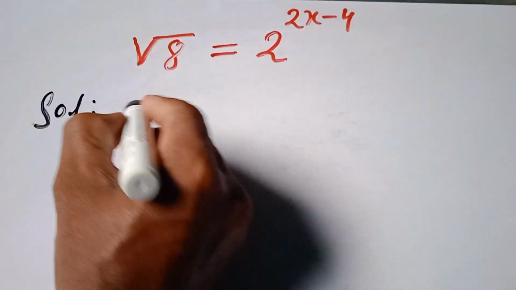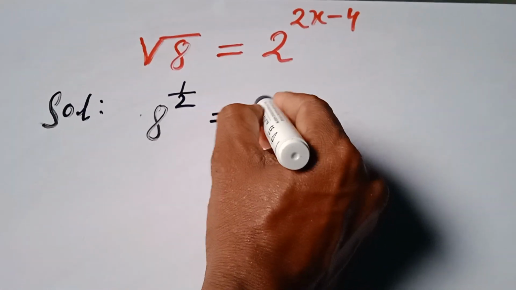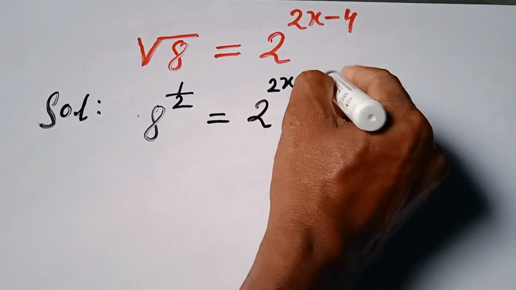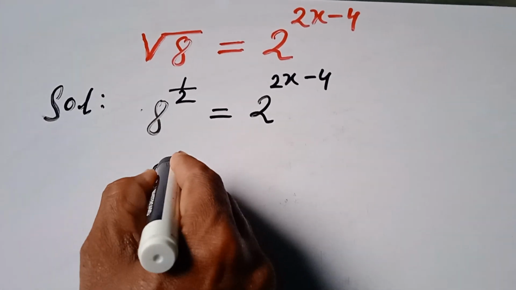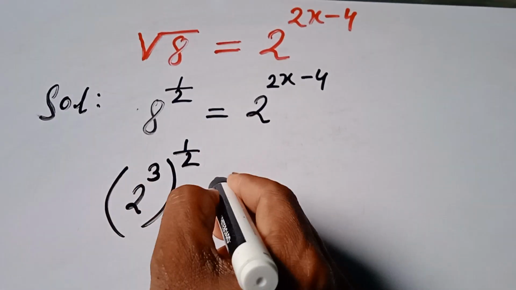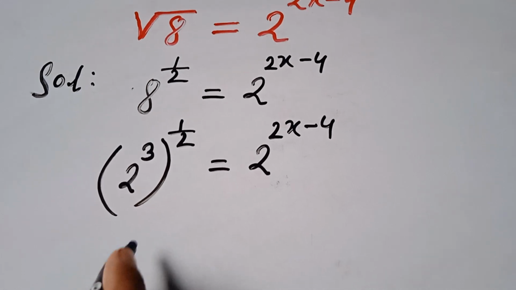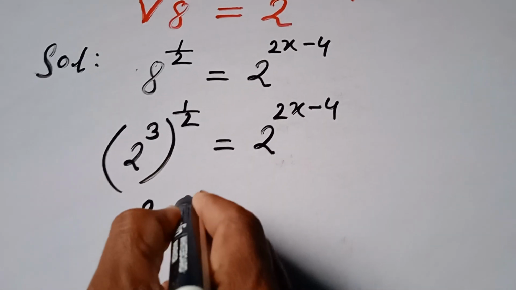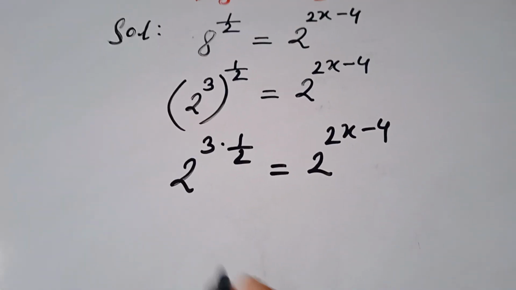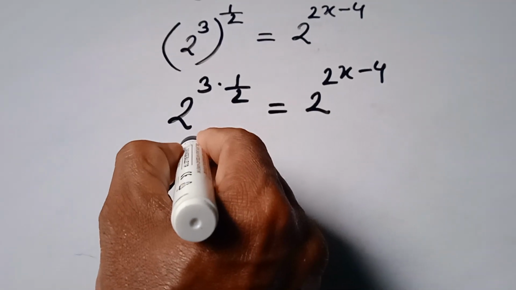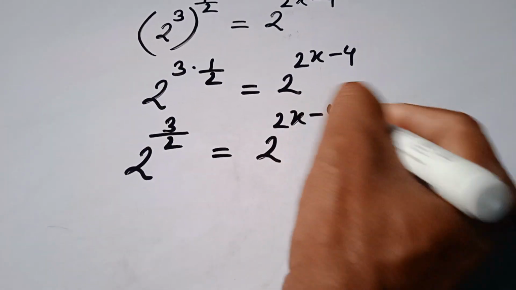At first, root 8 is equal to 8 power 1 by 2 is equal to 2 power 2x minus 4, or 8 is equal to 2 power 3, power 1 by 2 is equal to 2 power 2x minus 4, or 2 power 3 into 1 by 2 is equal to 2 power 2x minus 4, or 2 power 3 by 2 is equal to 2 power 2x minus 4.